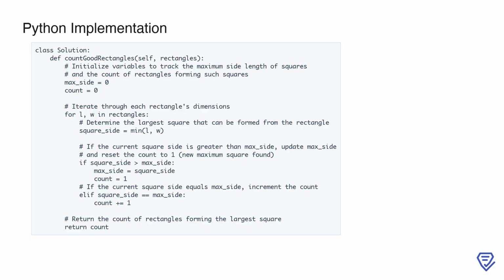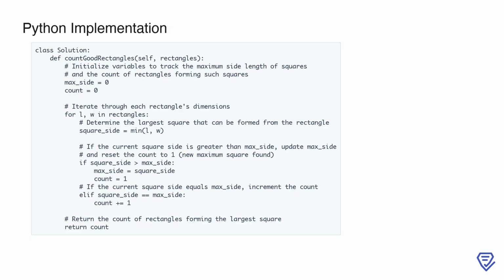The solution starts by initializing two variables, max_side to track the side length of the largest square found so far and count to track how many rectangles can form this square. Both variables are initially set to 0. Next, the code iterates through the list of rectangles, where each rectangle is represented by its dimensions, L, W.